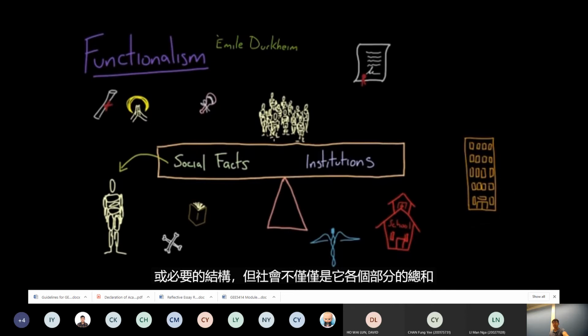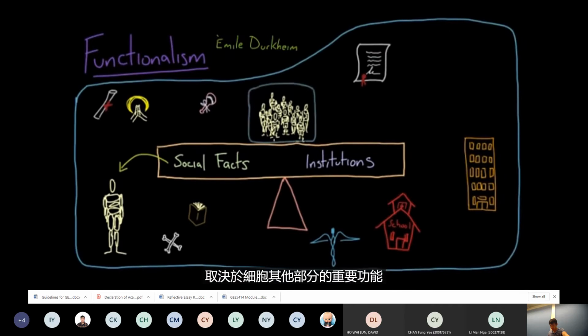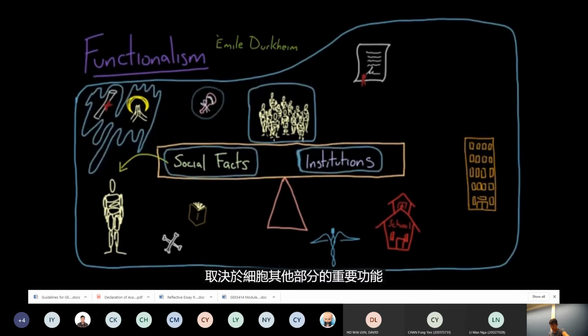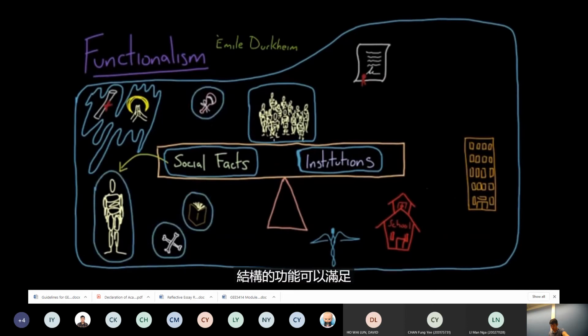But society is more than just the sum of its parts. It is dependent on the structures that create it, just like a cell is dependent on all the little parts that make it up. Every part of the cell has a specific vital function that depends on other parts of the cell. Without everything working together smoothly, the cell would die. The same is true of a society. Every structure has a function that meets a need of the society, and all the structures work together to maintain a social equilibrium.